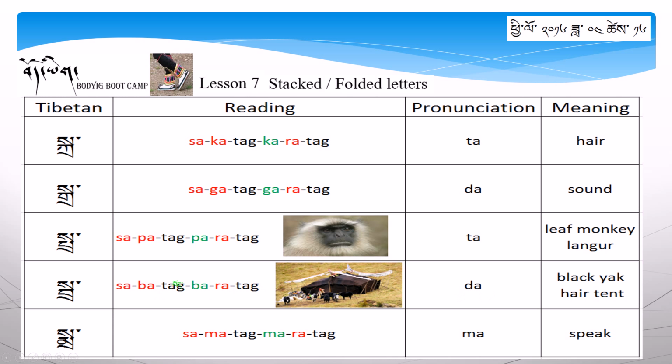So before you attach the sa, it's pa. Now after it's attached, then this becomes ba. So over here, it's pa. By the time it gets here, it becomes ba. It's sa, pata, barata, da. Right? And then sa, mata, ma, rata, ma. Over here is ma. By the time it gets here, it becomes ma. Because of the surmounted letter at the top, the pronunciation changes, right?